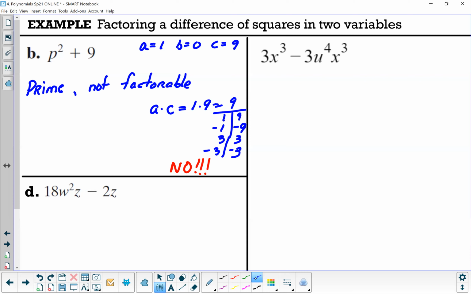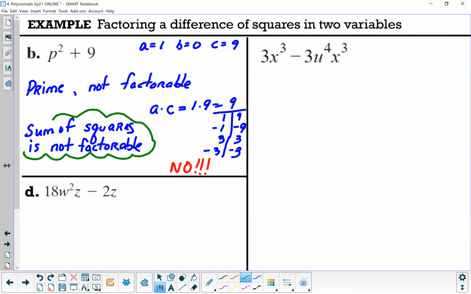That's it. So P squared minus 9, a difference of squares, is factorable. A sum of squares is not factorable in terms of real numbers. If you want to look up what it factors in terms of complex numbers, knock yourself out.